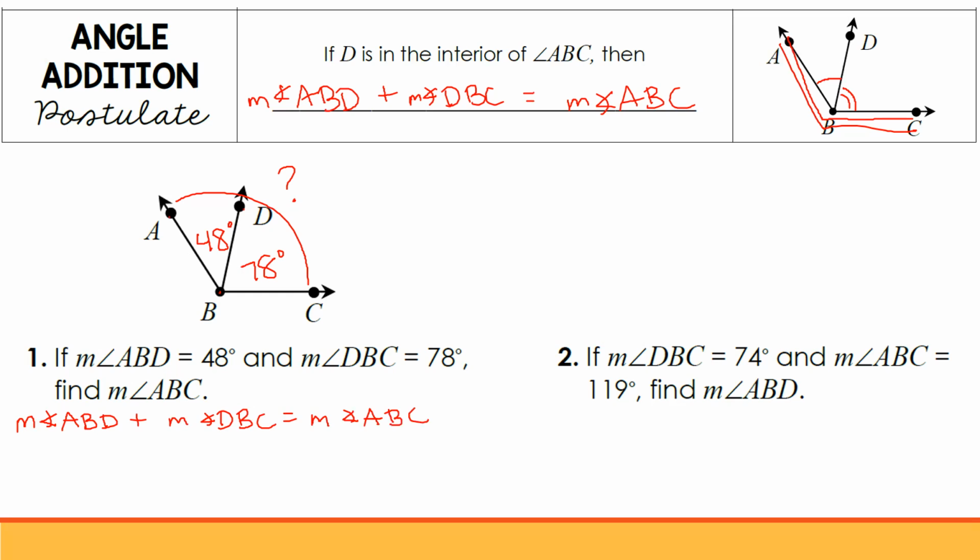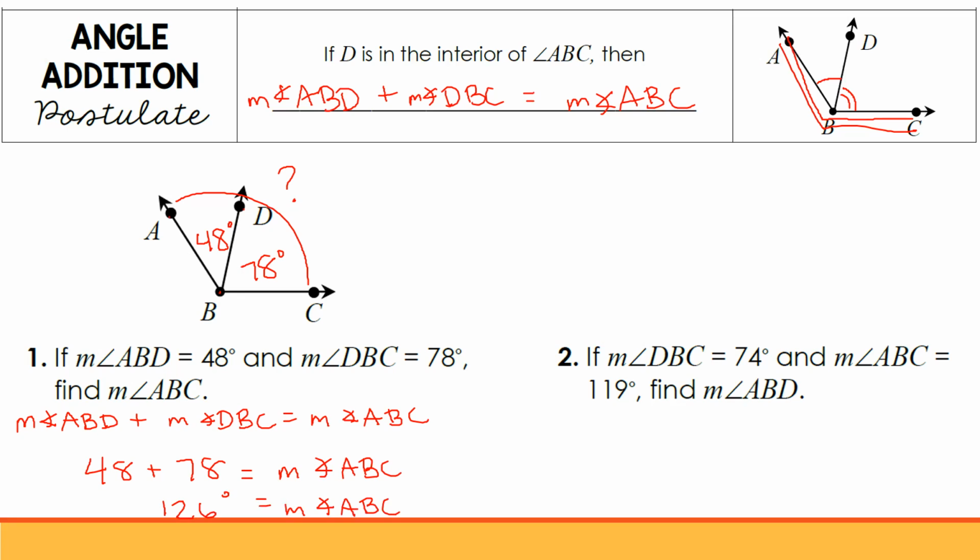So then I can substitute what I know. Angle ABD is 48, measure of angle DBC is 78, and I don't know the measure of angle ABC, so I'm just going to leave it measure of angle ABC. Well, now I can just add these two together. And we've been working in degrees the whole time, so it's 126 degrees. That is the measure of angle ABC.